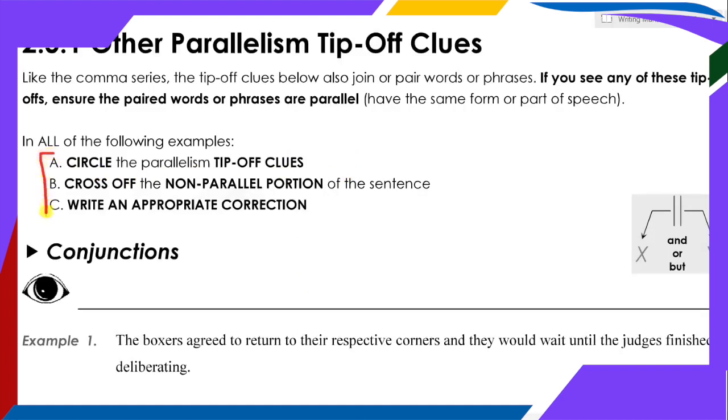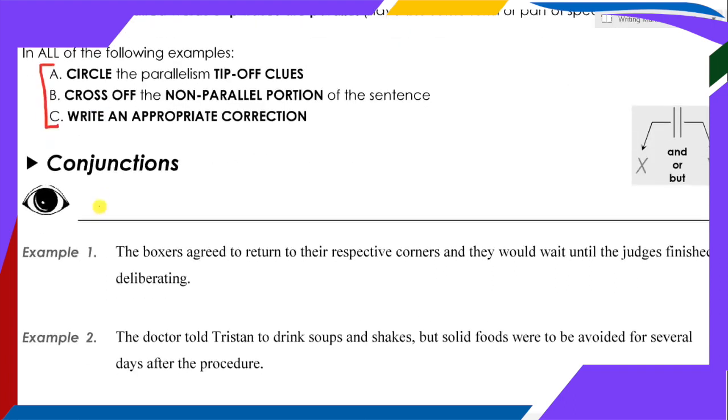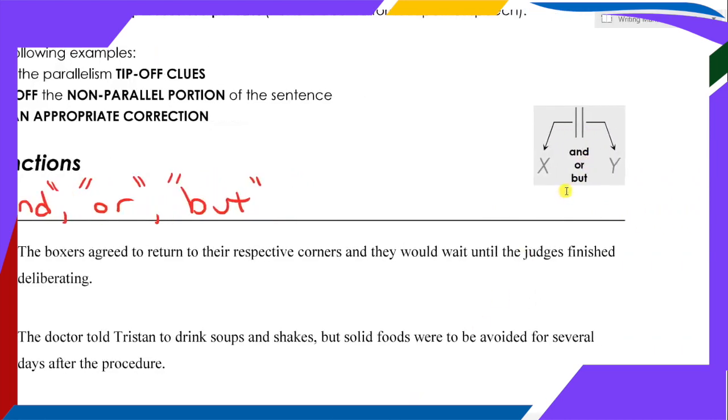In these examples, just remember you want to be doing these 3 things. You want to be circling the parallelism tip-off clues. You want to cross off the non-parallel portions, and you want to write an appropriate correction, just like we did on the examples on the previous page. So our first additional parallelism tip-off clue would be a conjunction. And I'm just going to write down and, or, but. Those 3 conjunctions. Really, it could be probably any conjunction, but and, or, and but tend to be the most common conjunctions when parallelism errors are afoot. And then over here on the right, you can see this schematic again, like we had on the previous page.